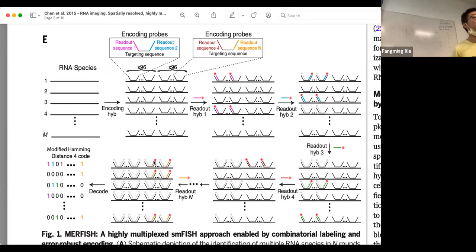Obviously, it's very complicated. If I told you this is a principle, you will still think of a lot of details about how to implement this.